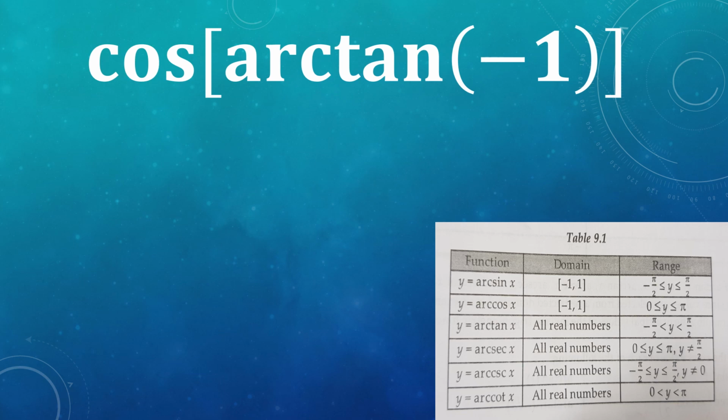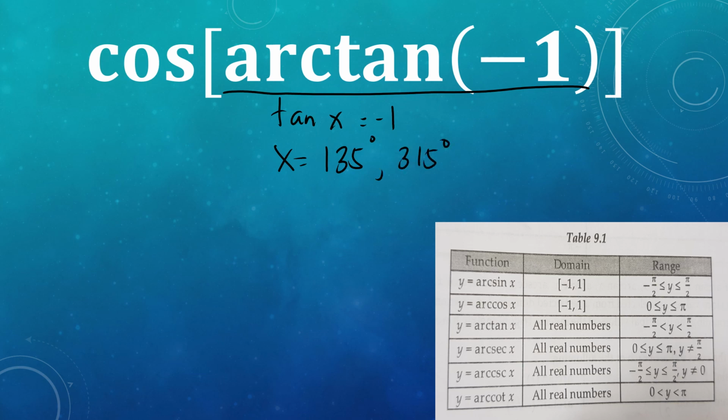Okay, let's try another example. Cos of arctan negative 1. We're going to start with the innermost, arctan negative 1. We can rewrite this as tan x equals negative 1, meaning we're going to think of angle measures that will satisfy the given equation. The angle measures that satisfy it are x equal to 135 degrees and 315 degrees. The range for arctan falls in quadrant 4 and quadrant 1. 135 degrees falls in quadrant 2, while 315 degrees falls in quadrant 4. So x is equal to 315 degrees.